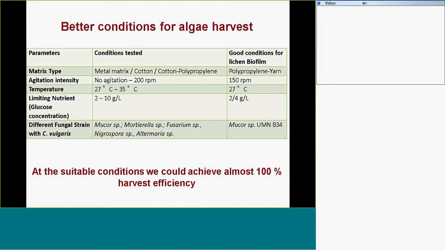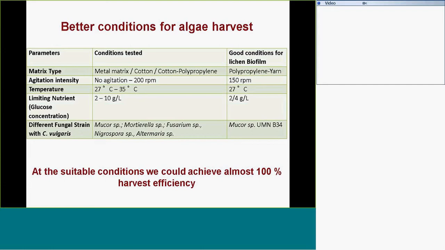The parameters evaluated include the matrix type. They use the metal cotton texture made from cotton polypropylene, agitation intensity, temperature between 27 to 35 degrees C, and different nutrient concentrations of glucose, nitrogen sources, phosphate sources, and different fungi and algae species.